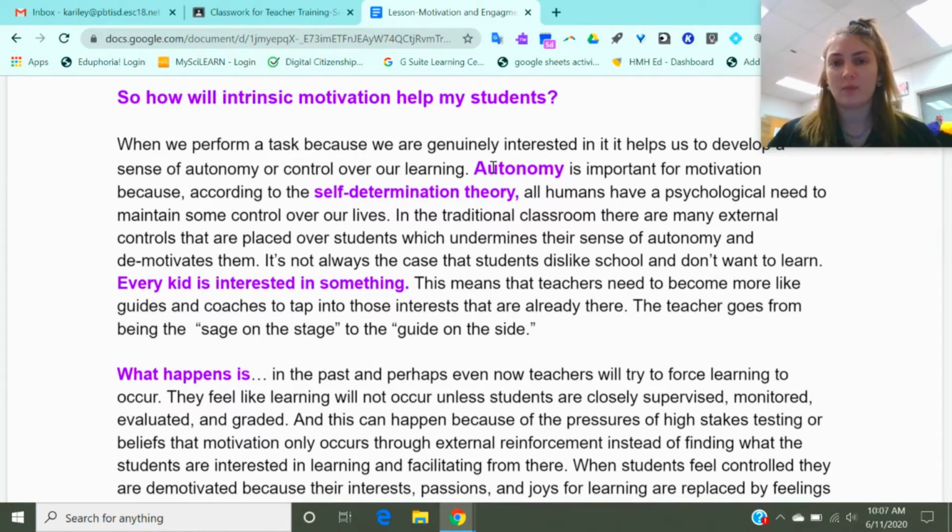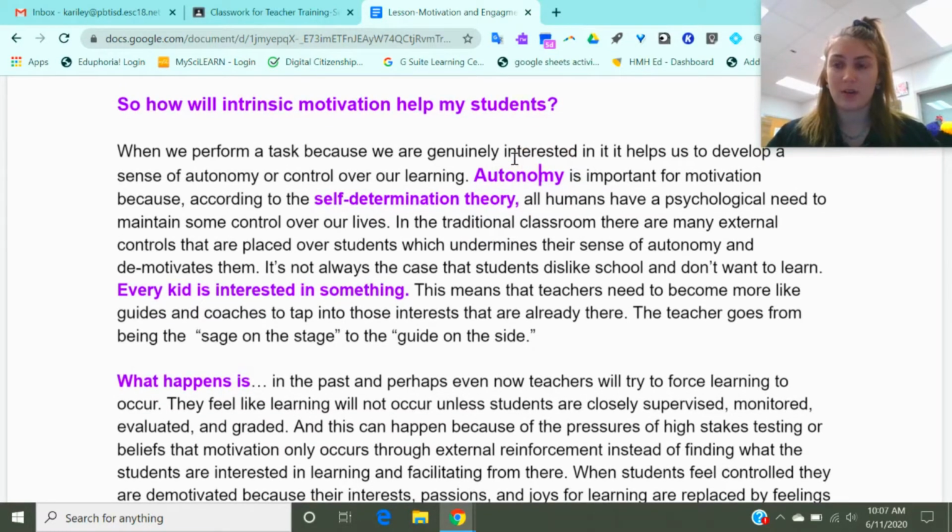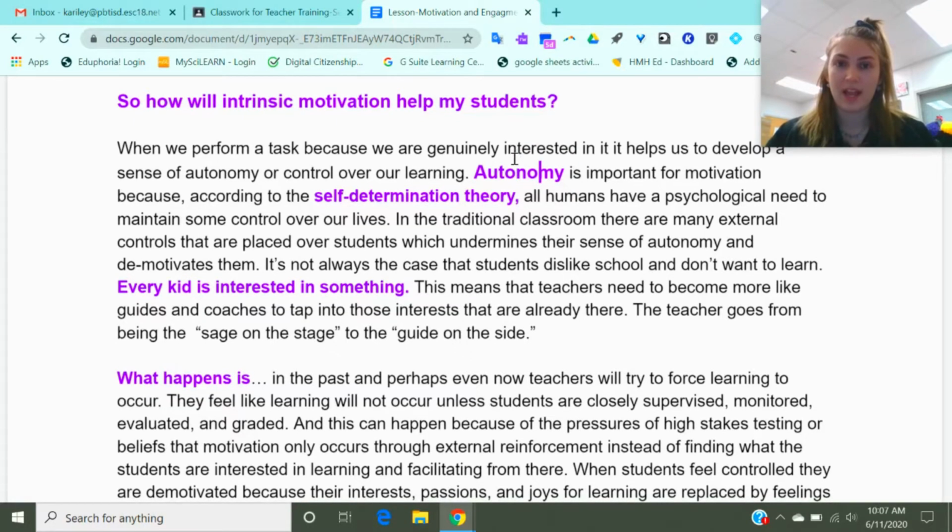And I have this word big right here because autonomy is very important when it comes to motivation. And it's important for motivation because, according to self-determination theory, which is a big umbrella theory of motivation that we're not going to get too much into, one part of that theory says that we as humans have a psychological need to maintain some control over our lives. And I think that makes sense because you do what you do because you like to do it and you want to do it, not necessarily because you're constantly being forced to do it.